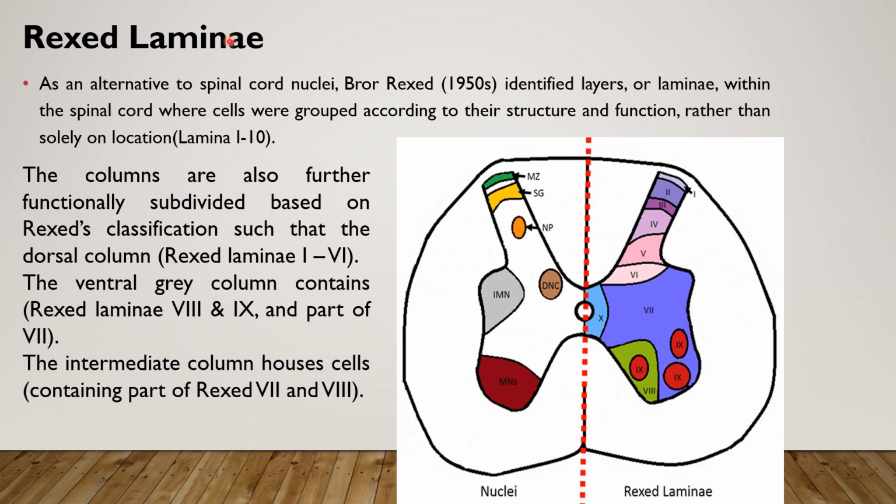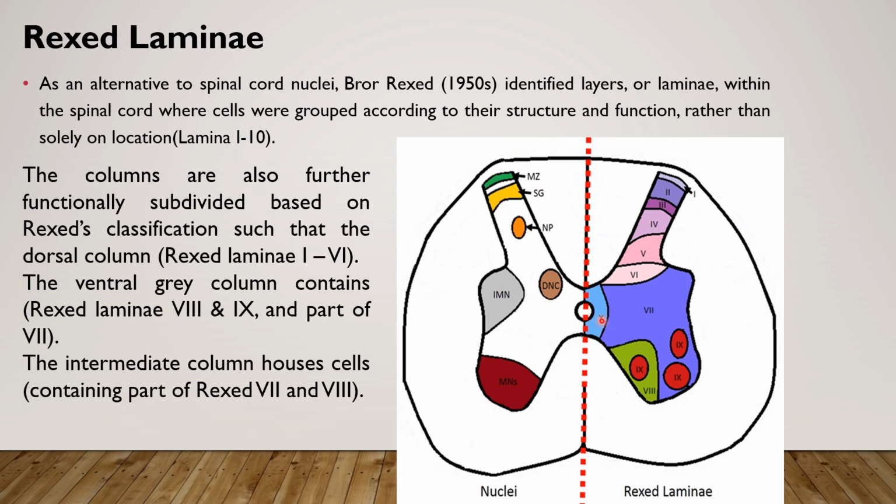Coming to something called the Rexed lamina. In the 1950s, a scientist named Bror Rexed identified layers or lamina within the gray matter of the spinal cord. The Rexed classification is otherwise the functional division of gray matter of the spinal cord. Rexed identified different layers according to the function of gray matter, and that is called the Rexed classification or functional classification. It is from 1 to 10, lamina 1 to 10.